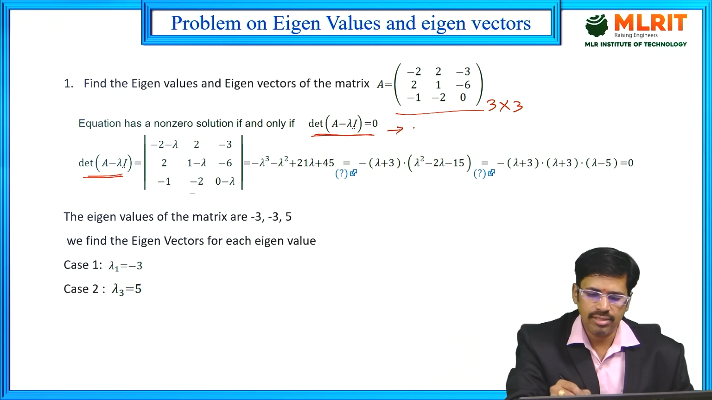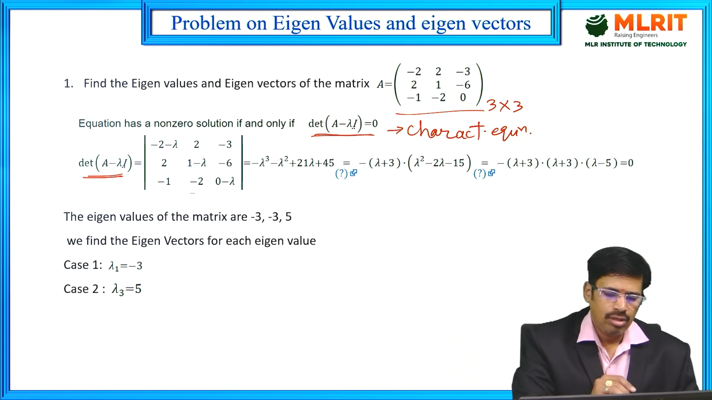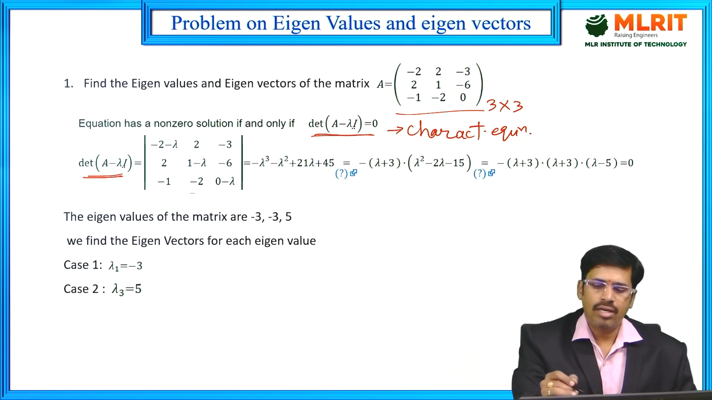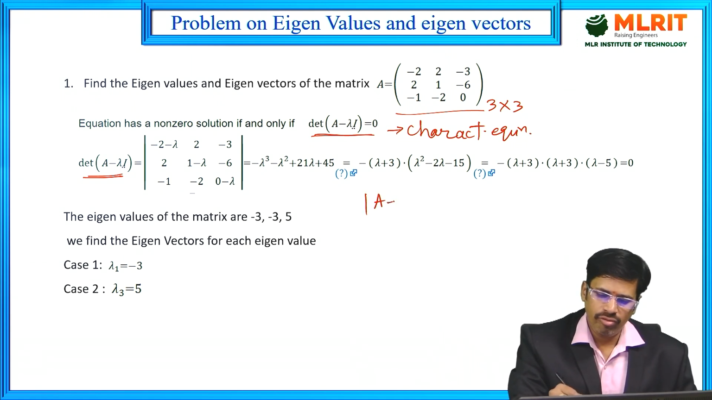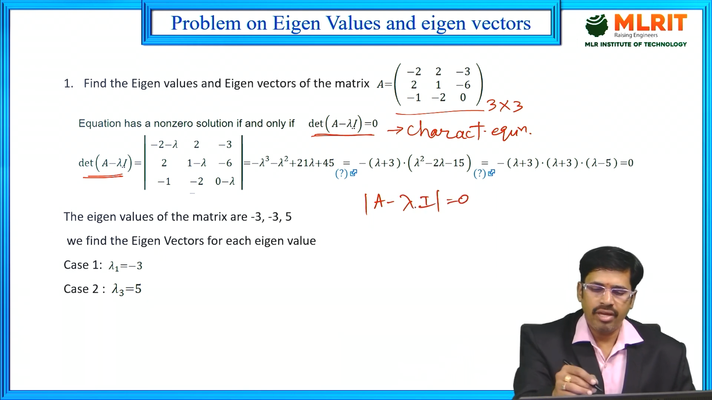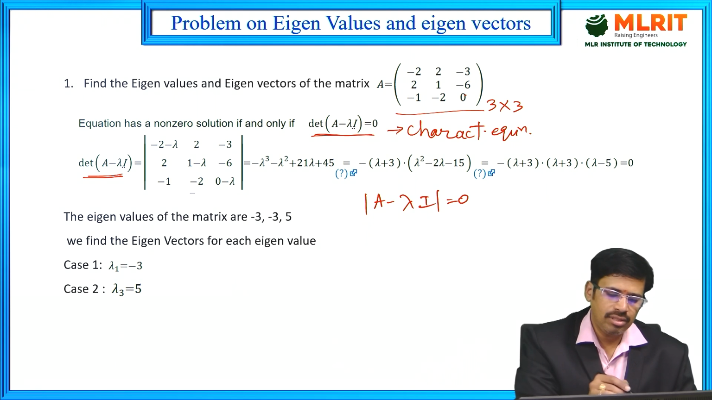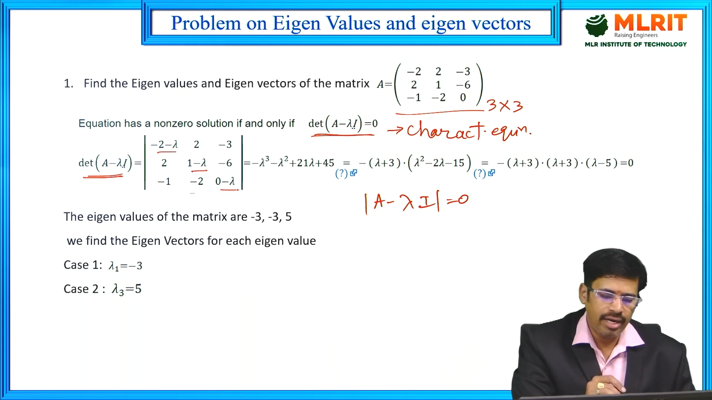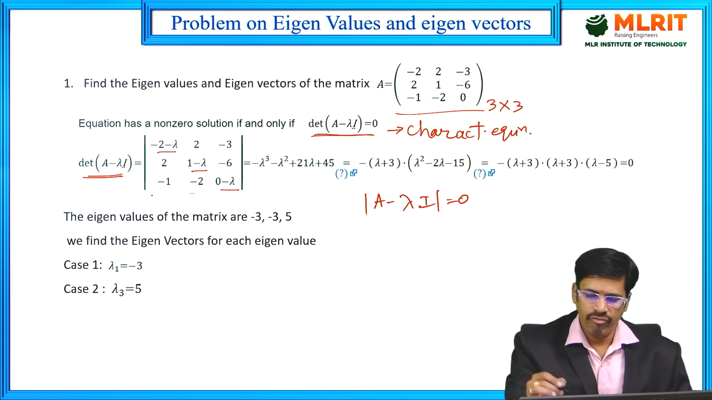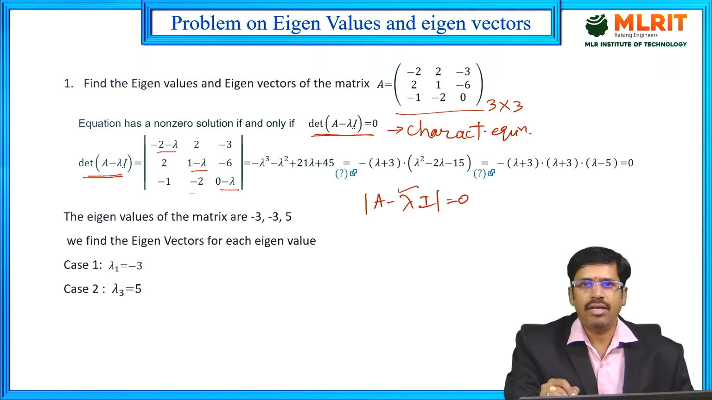This is called the characteristic equation. How to find modulus of A minus lambda I equal to 0? From the given matrix, from the diagonal elements, subtract lambda from the diagonal elements, write down all the remaining elements as they are, and find the determinant. We get the characteristic matrix A minus lambda I, find the determinant and equate it to 0.